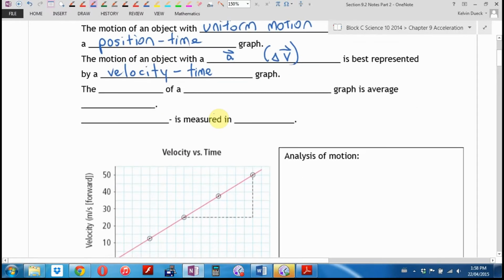Turns out, the slope of a velocity time graph is the acceleration. The slope of a position time graph is the velocity. The slope of a velocity time graph is the acceleration. Oh, remember, acceleration, I'll put a vector so you know that's acceleration and not the letter A, is measured in, what are the units for acceleration? Meters per second squared.